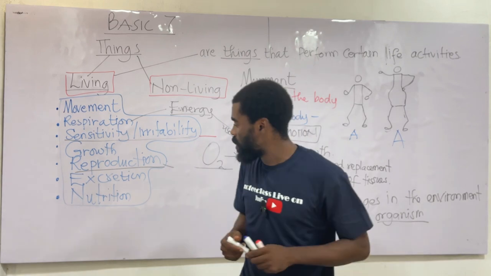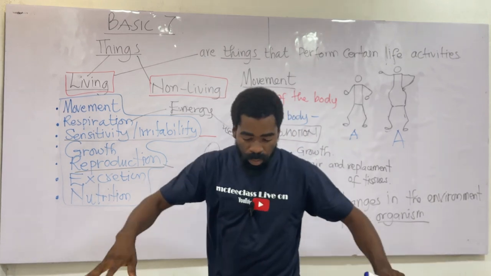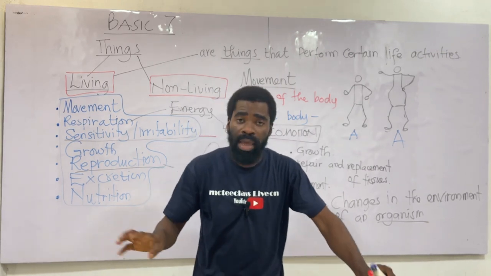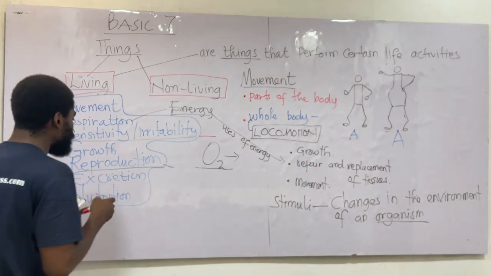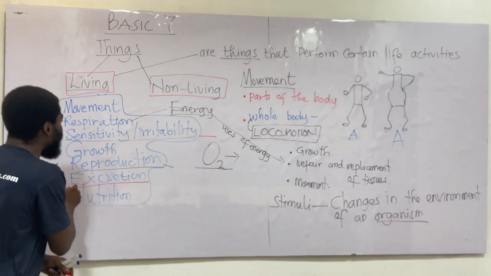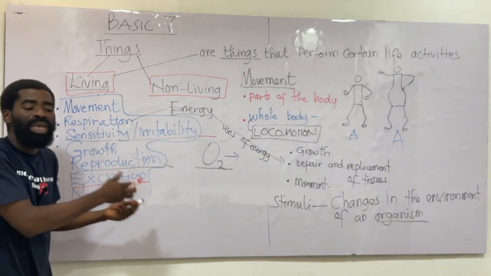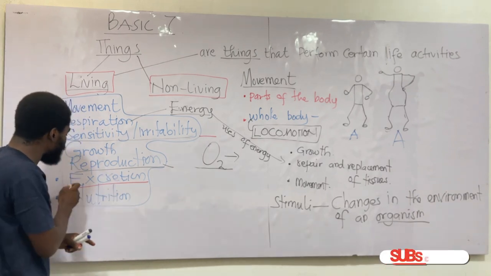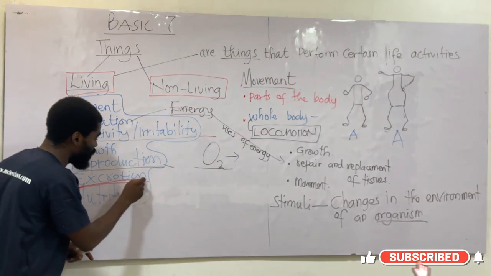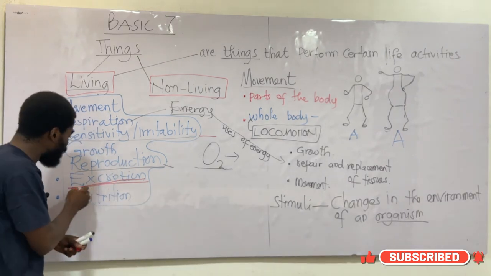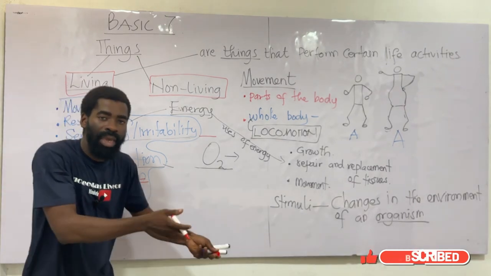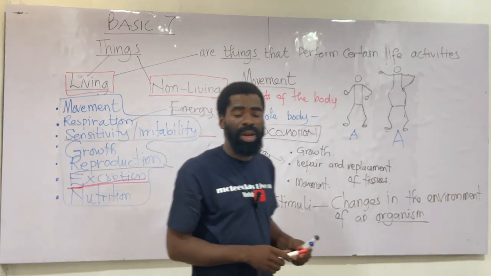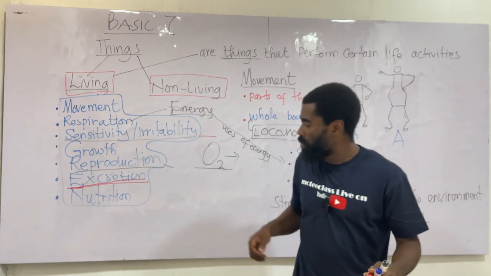Then we come to excretion. Excretion is the process by which living things remove metabolic waste substances from their body. As these activities are going on, waste substances are also being produced. The process by which we get rid of these waste substances out of our body is referred to as excretion. Excretion means we are bringing out waste products. Example, sweat, urine. They are excretory products from the body.